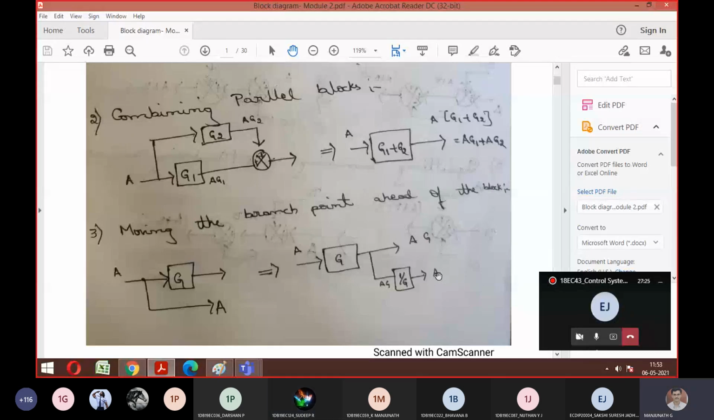Someone mute it. Whenever you want to talk, you can unmute. Otherwise, let it be muted. So first two rules are okay with everyone?